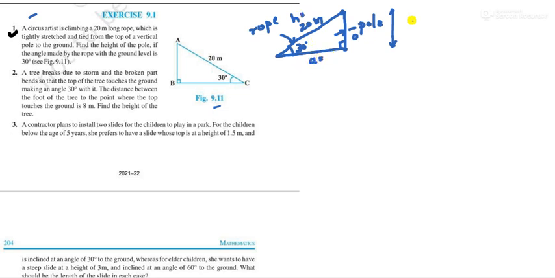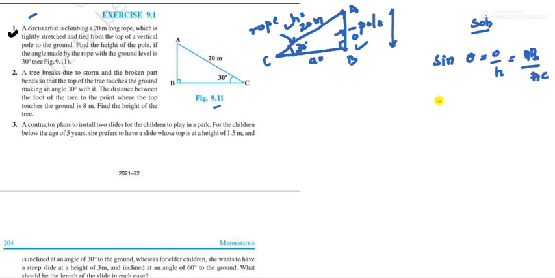What do you need to find? You need to find O. What do you have? You have H. So which ratio is it? SOH, so you have to use sine theta. Sine theta is equal to O by H. Here you can mention A, B, C. What is O? It is AB, the height of the pole. And H is the rope, that is AC.